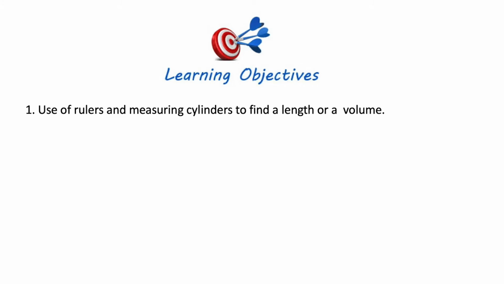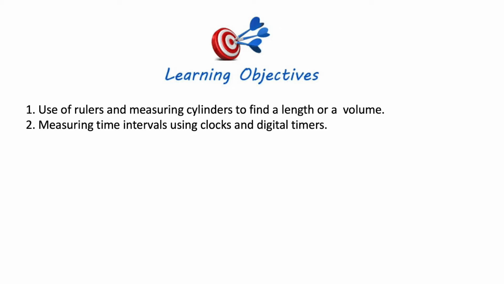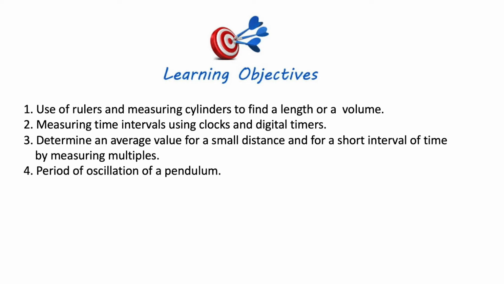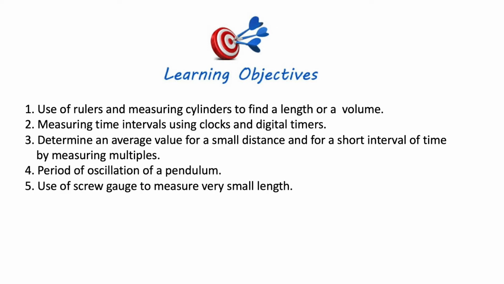Learning objectives. Use of rulers and measuring cylinders to find a length or a volume. Measuring time intervals using clocks and digital timers. Determine an average value for a small distance and for a short interval of time by measuring multiples. Period of oscillation of a pendulum. Use of screw gauge to measure very small length.